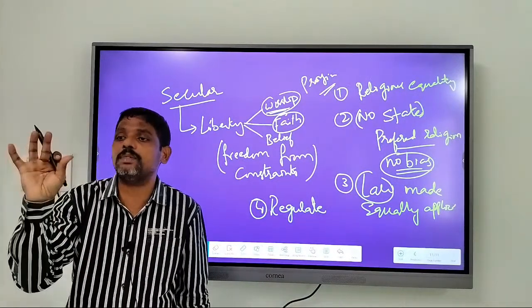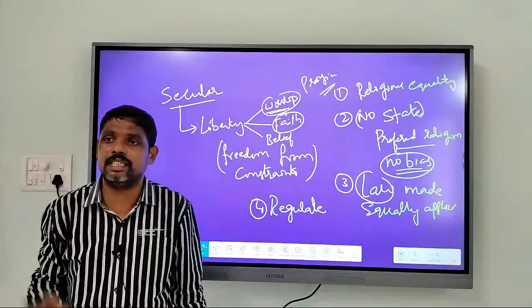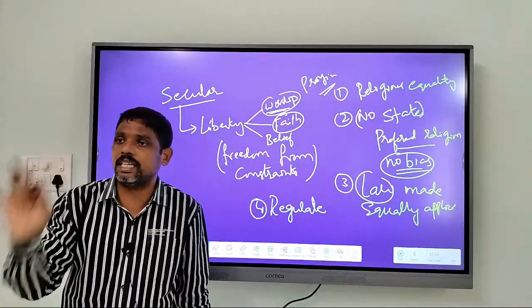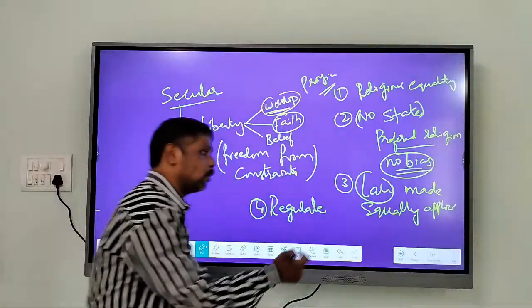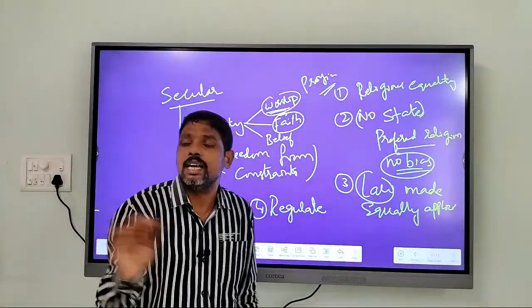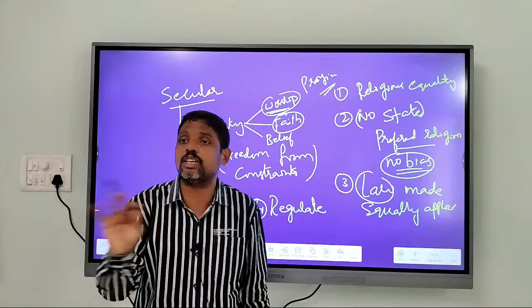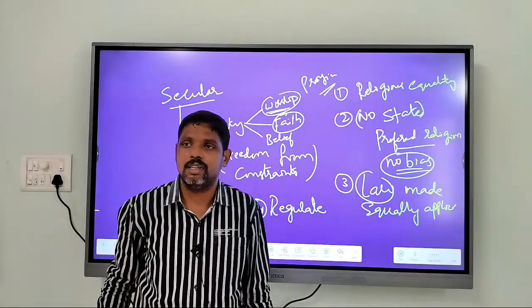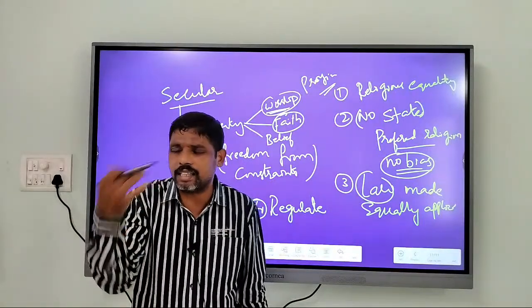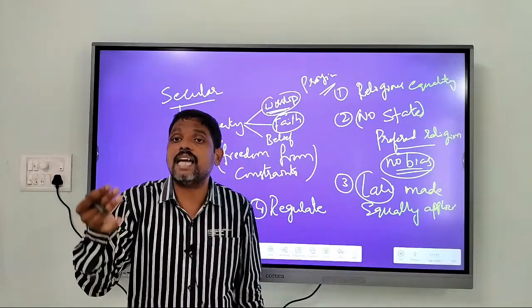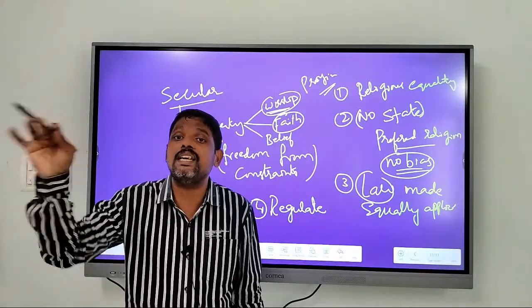It is not one religion or particular religions. It is all the religions. The state regulates as well as promotes all the religions. That means there won't be any kind of preference or bias by the government. So another meaning we can derive is that there is an active participation of the state in religion.